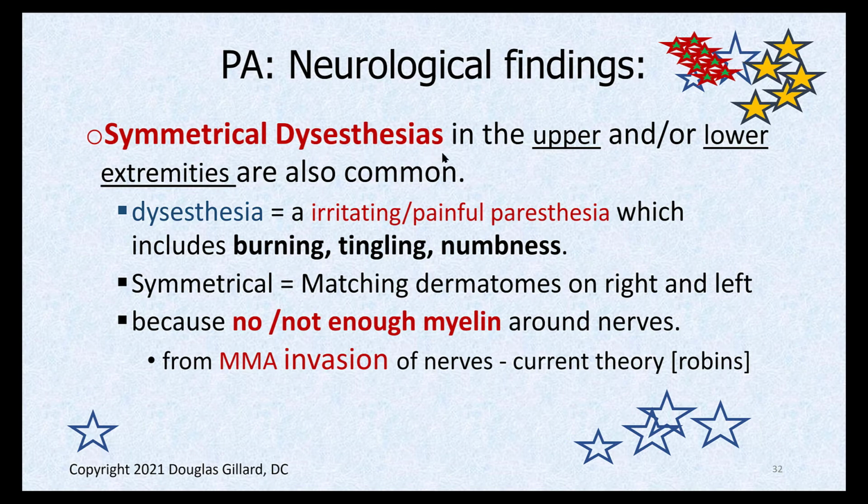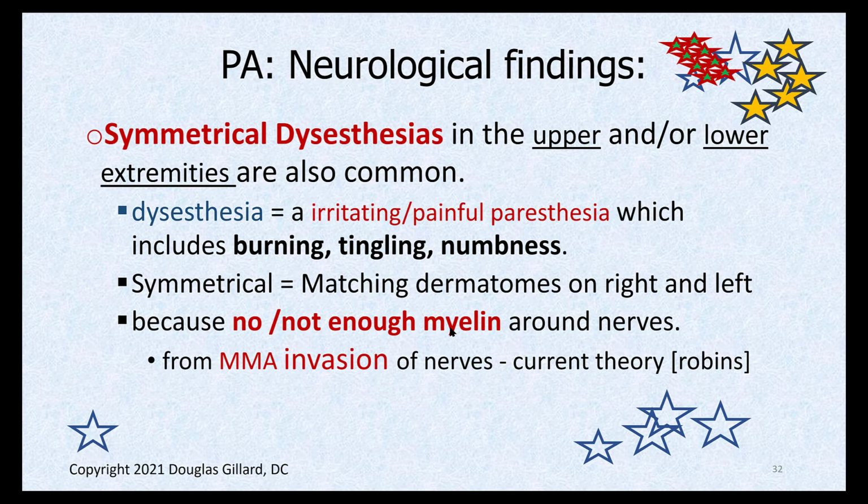Dysesthesia. Good job. Got a good memory, too. Symmetrical dysesthesia, which means the symptoms are mirrored on the right versus the left. So symmetrical dysesthesia. And dysesthesia is a pain, it's tingling, it's burning, it's numbness, etc. Why is this occurring? Because they can't replace the myelin.